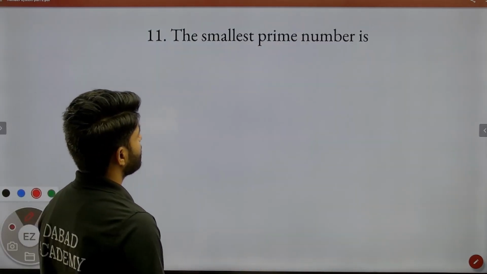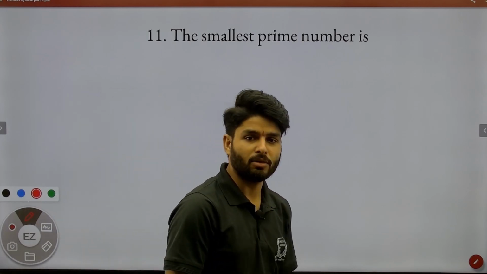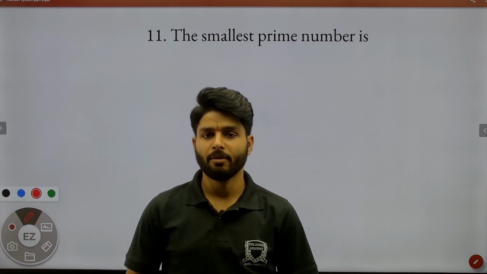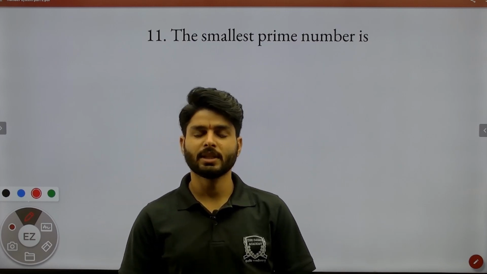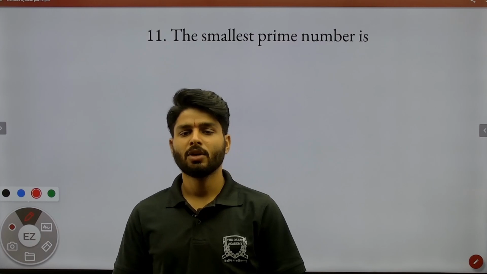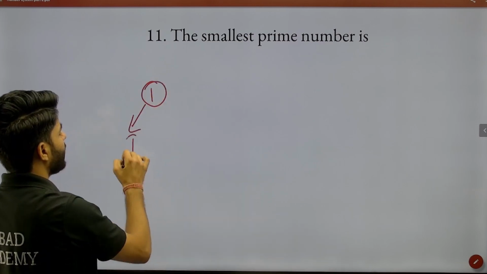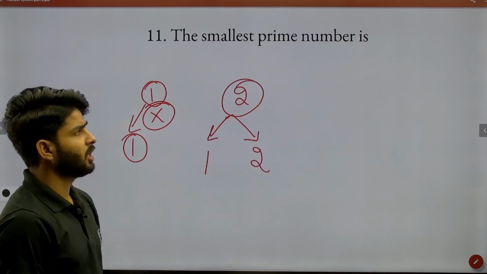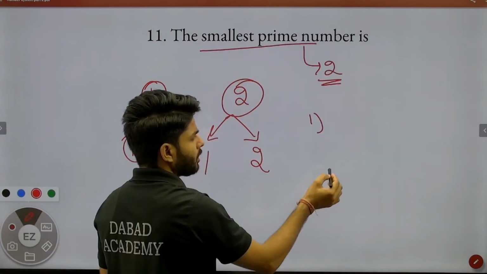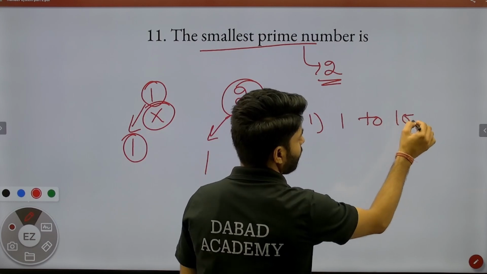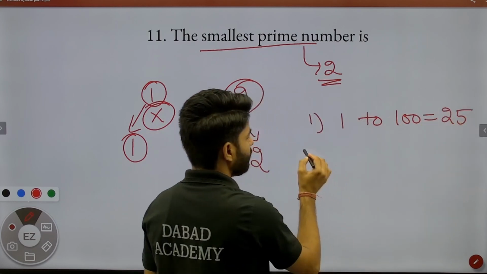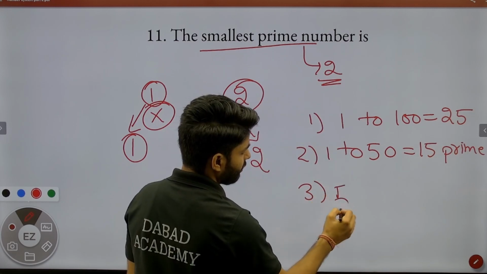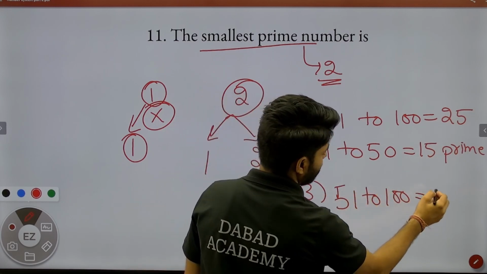The next question is: the smallest prime number is. First we have to know what prime numbers are. Prime numbers are those numbers which are divisible by 1 and itself, or in other words, those numbers which have only 2 factors. 1 has only 1 as a factor, so this is not a prime number. Then we have another number, 2, so the smallest prime number is 2. In counting 1 to 100 we have 25 prime numbers. In 1 to 50 we have 15 prime numbers, and from 51 to 100 we have 10 prime numbers.